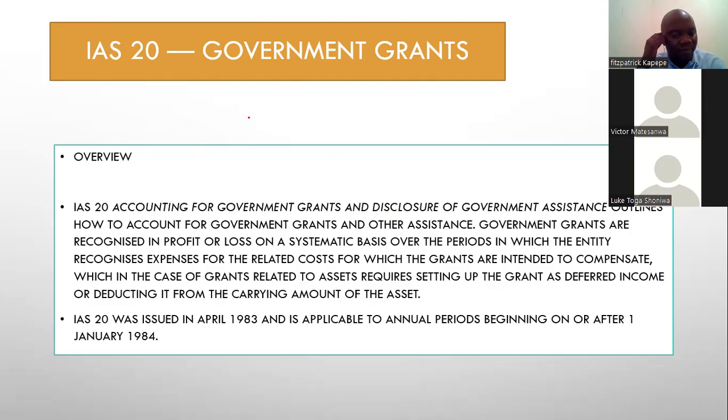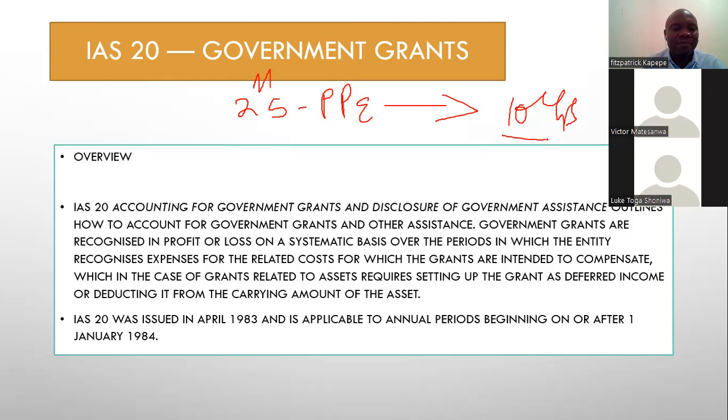So on government grants, for example, you have an asset that you have bought. Say you bought this asset at 25 million. This property, plant and equipment has an economic lifespan of, say, 10 years. But then there's maybe some grant coming from JICA, for example, of 4 million.